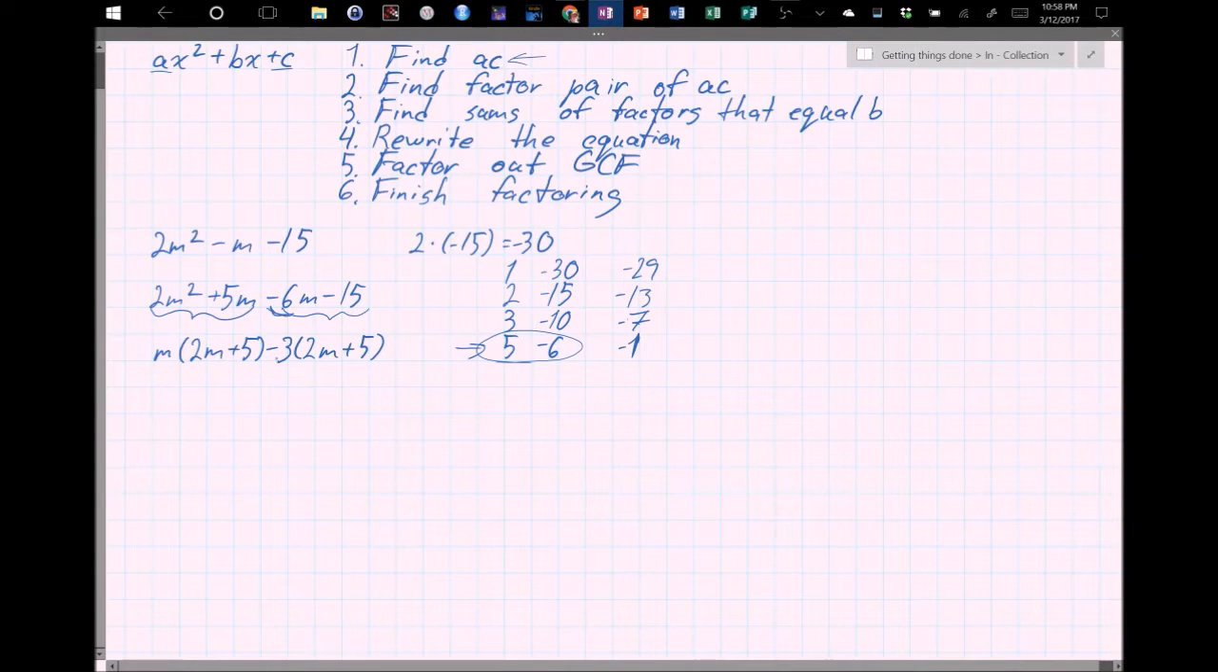Let me do a real quick check. Negative 3 times 2, negative 6, negative 3 times 5, negative 15. Okay, now I'm going to factor out the 2m plus 5 from both terms. And so I have left m minus 3 times 2m plus 5. And I am done. Let's look at one more.